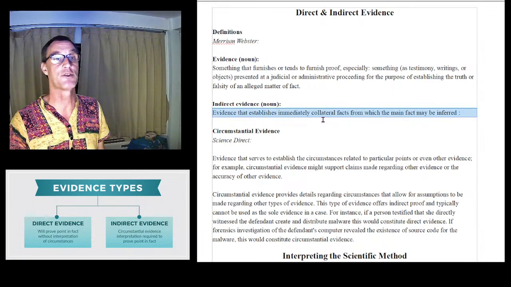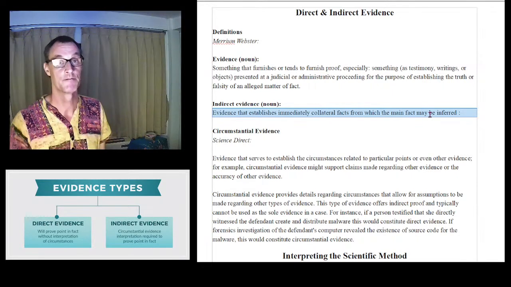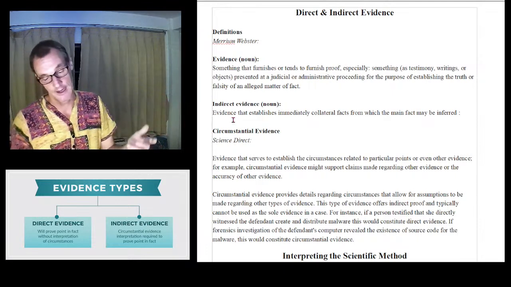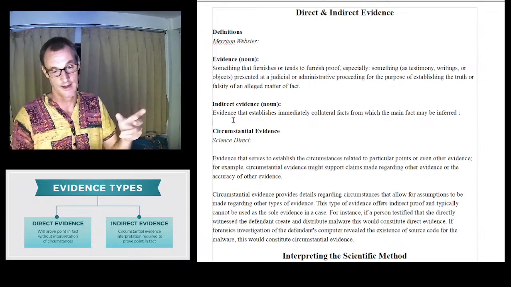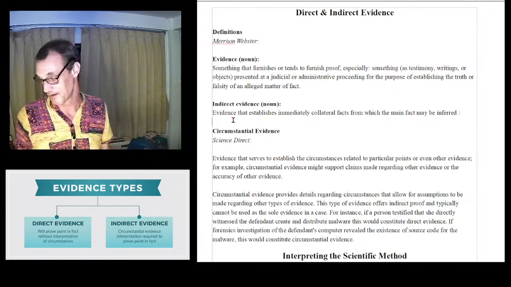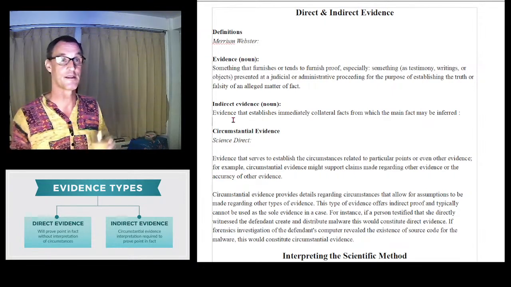Evidence that establishes immediately collateral facts from which the main fact may be inferred. Again, there's nothing about proof here. We can just say, well, we see this happening, and so we're going to say that that's evidence of this particular theory about what we say is happening based on our model and presuppositions.